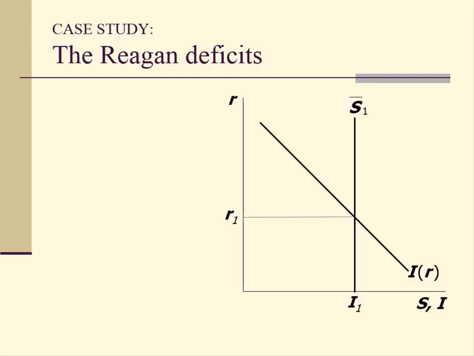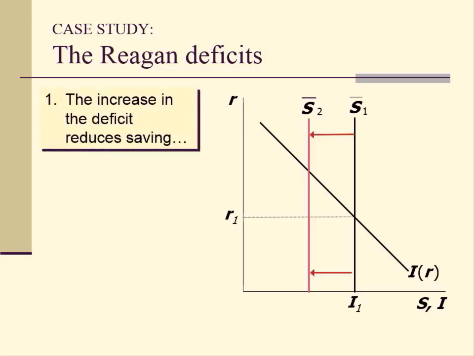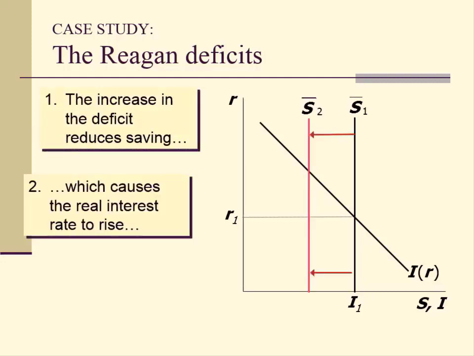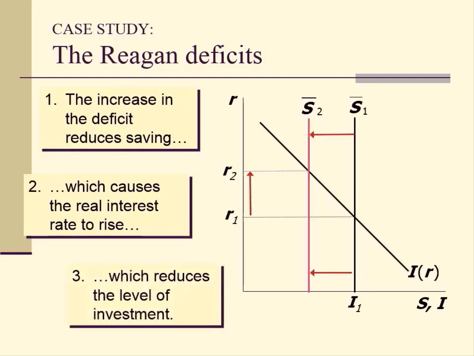So Reaganomics meant national savings decreased in the loanable funds market. Graphically, that's depicted by a leftward shift of the S curve from S1 to S2. What happened? This causes the real interest rate to rise from R1 to R2, which reduces the level of investment from I1 to I2.